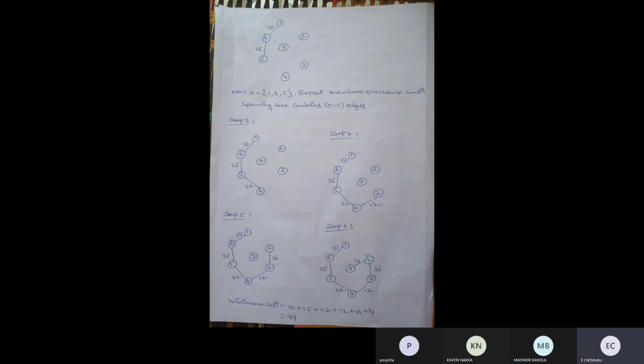What is the next minimum edge? Step 4: 4 comma 3. Include 4 comma 3 into the tree. What is the next minimum edge? 3 comma 2. Include 3 comma 2 into the tree. What is the next minimum edge? 2 comma 7. Include 2 comma 7 into the tree.